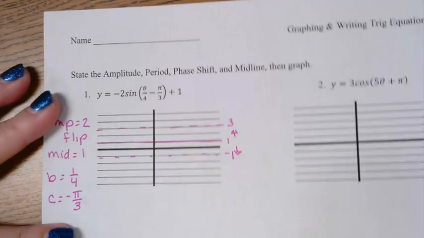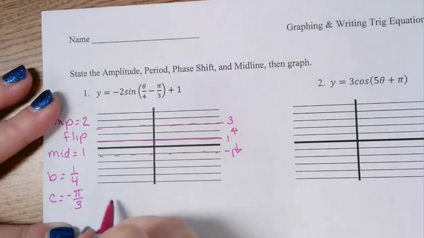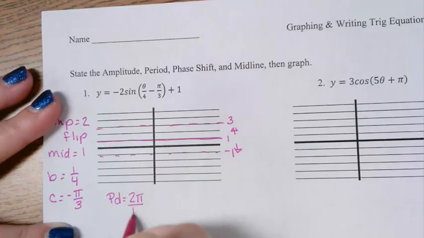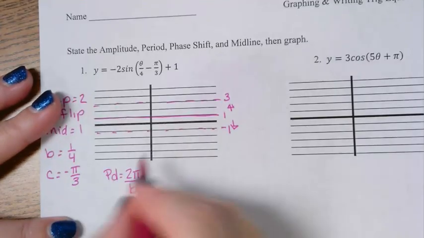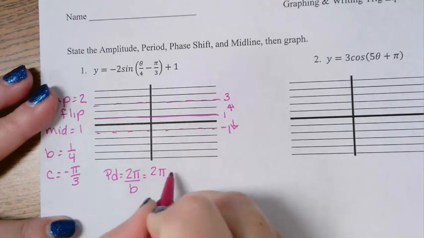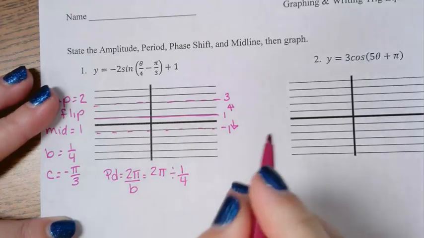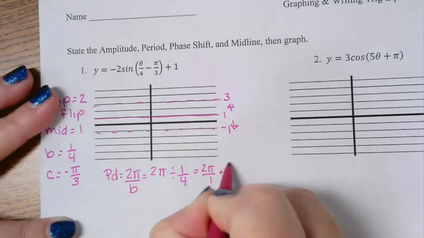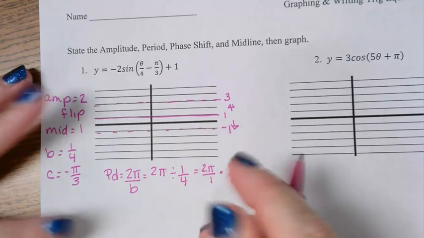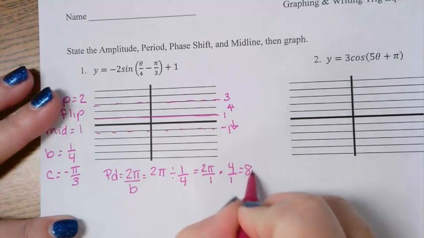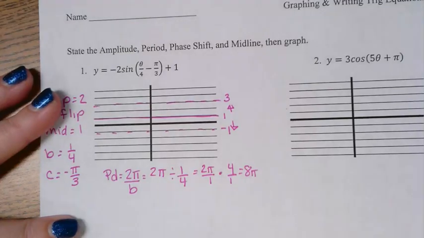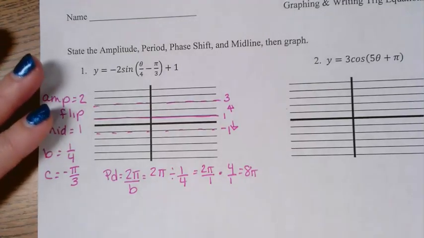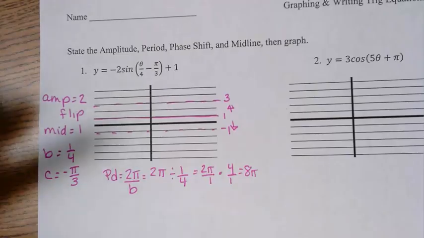Now I got to calculate period. And we know period is 2 pi over b. So I'm going to rewrite this old school style. So 2 pi divided by 1/4. Keep, change, and flip. I just put a 1 underneath there, not a big deal. And we get 8 pi. Remember, period is nothing directly in my graph anymore.